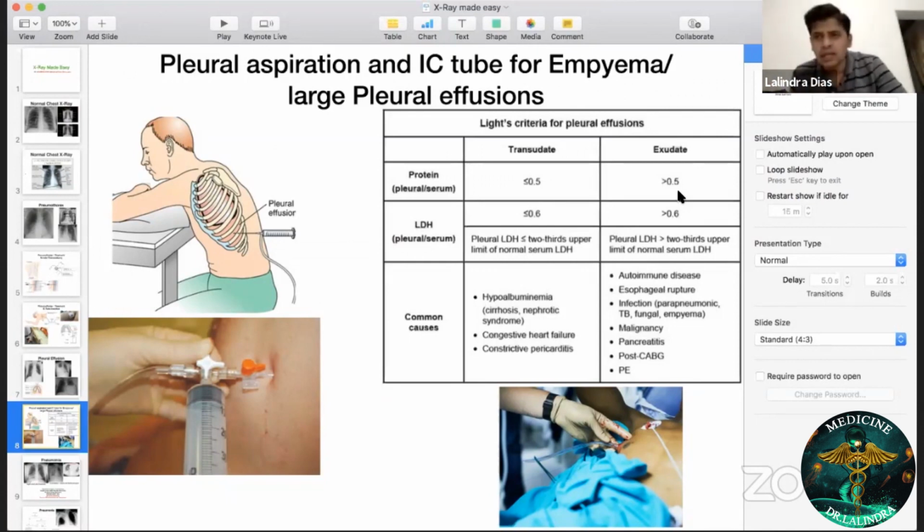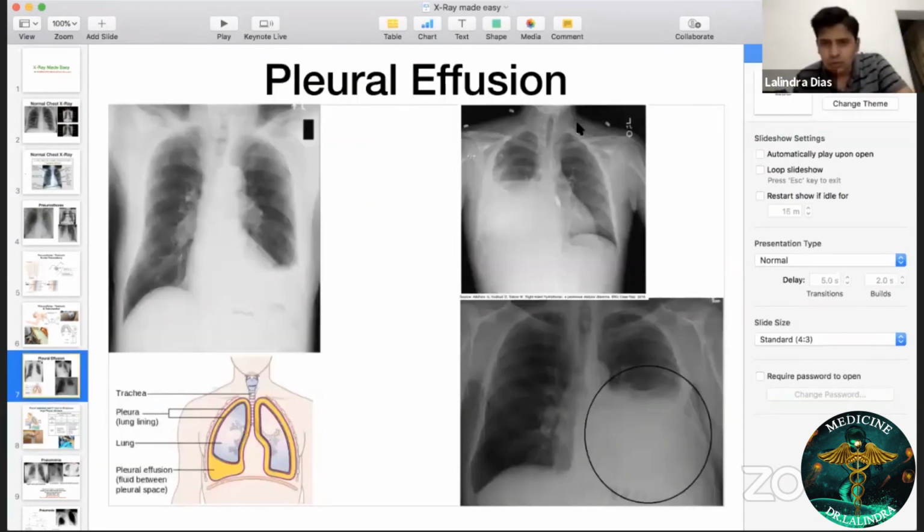Also, you can take the absolute values. In a normal person or in a transudate, pleural fluid protein is less than 30 grams per liter. In exudate, more than 30 grams per liter. Pleural LDH in a normal person or in transudate is less than 200. In exudate, the LDH level is more than 200. All right, so this is how you identify a pleural effusion.